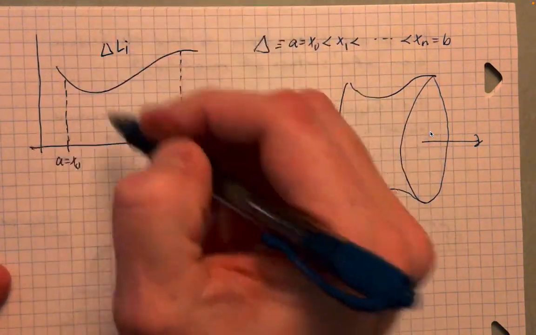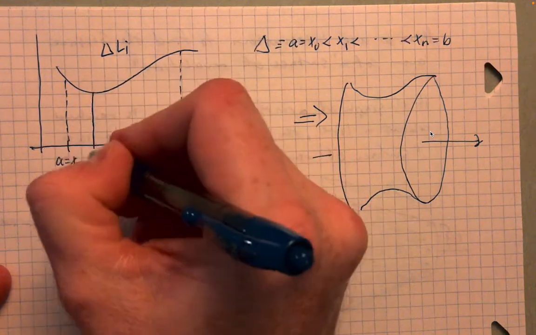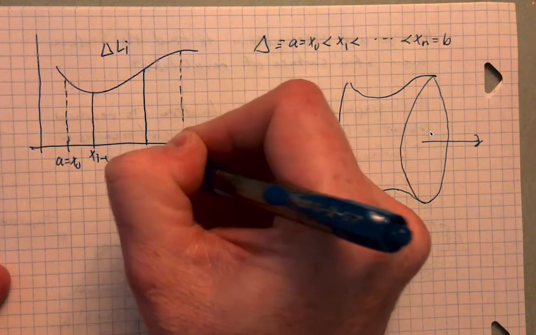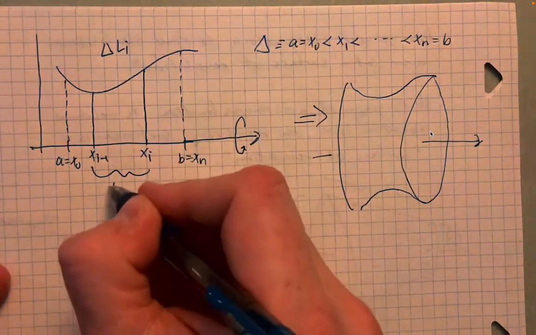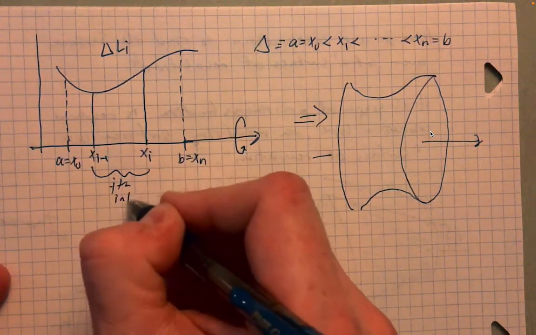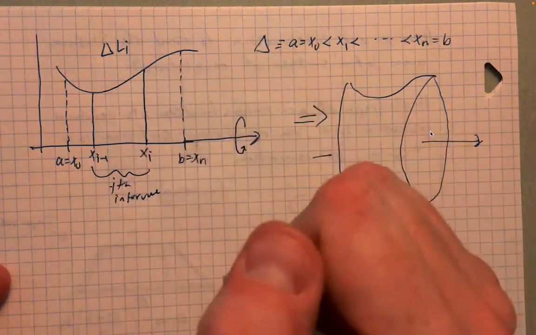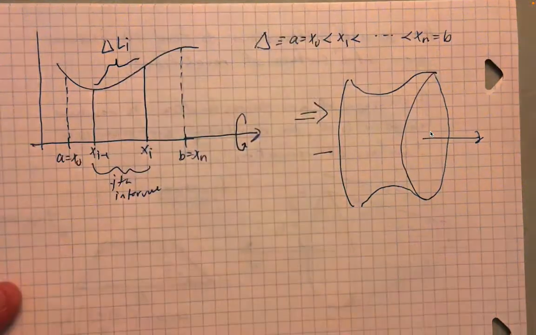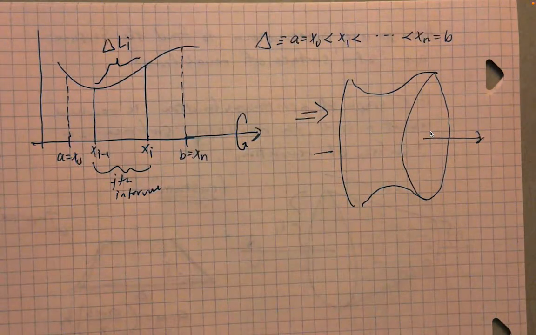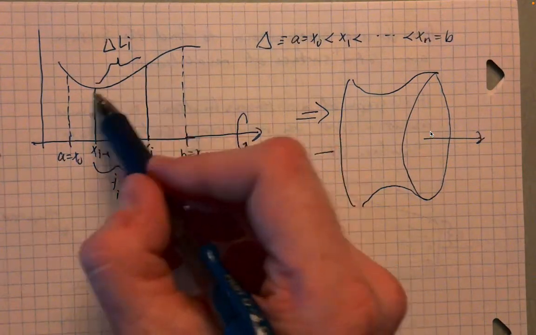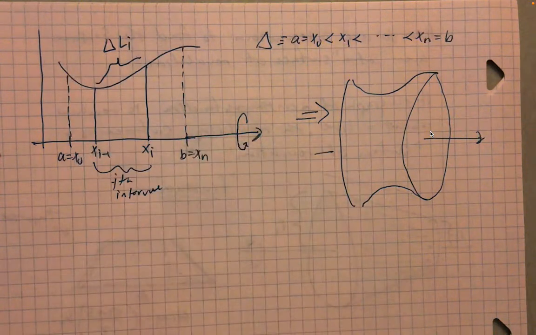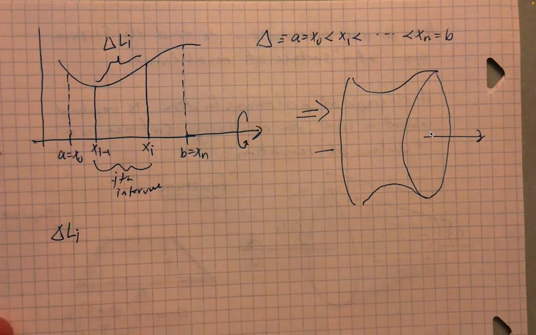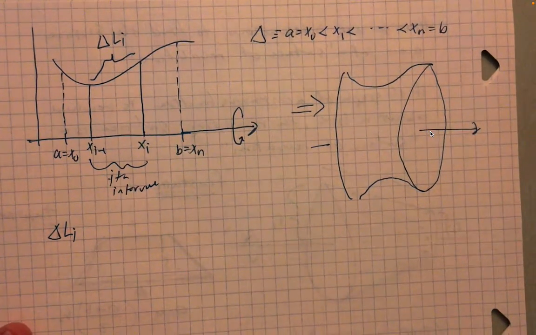delta Li, right? And first I guess we need our xi minus 1 and our xi. So here's our ith interval, kind of our representative interval. And we've got this delta Li, and delta Li is going to be the length of this line here. So we just got done talking about arc length, so that's obviously going to come into play here. Delta Li is going to be our arc length.